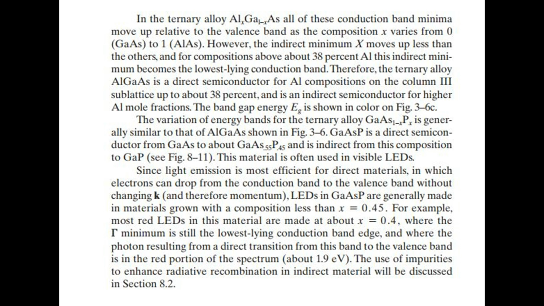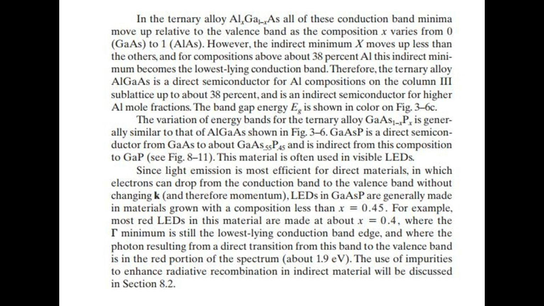For example, most red light-emitting diodes in this material are made at about x equals 0.4, where the minimum is still the lowest-lying conduction band edge, and where the photon resulting from a direct transition from this band to the valence band is in the red portion of the spectrum, about 1.9 electron volts. The use of impurities to enhance radiative recombination in indirect material will be discussed in section 8.2.